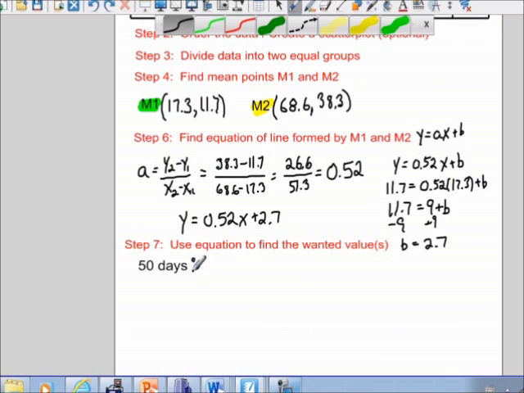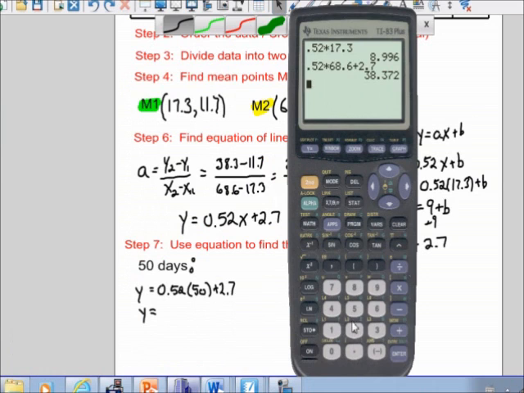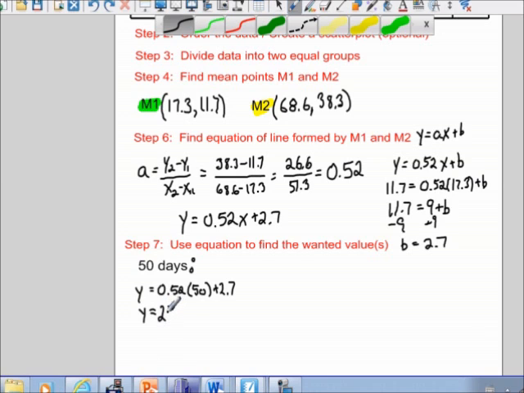So for 50 days, I'm going to take my formula and fill in 50 for my x value. And then we're going to solve it out. So slide the calculator over here this time. So we've got 0.52 times 50 plus 2.7 and 28.7. So for 50 days of treatment, you could expect 28.7% pain reduction.